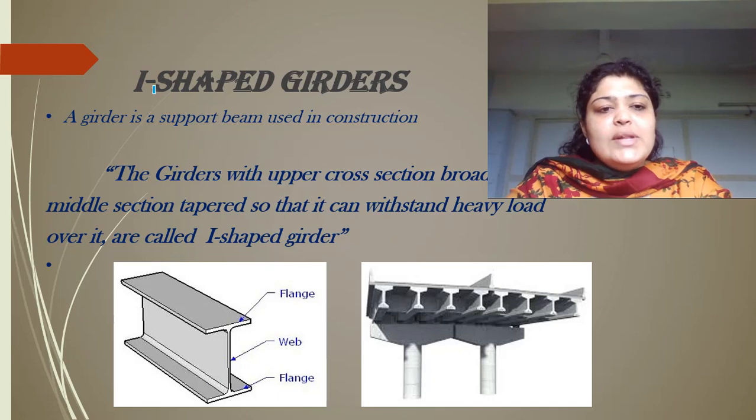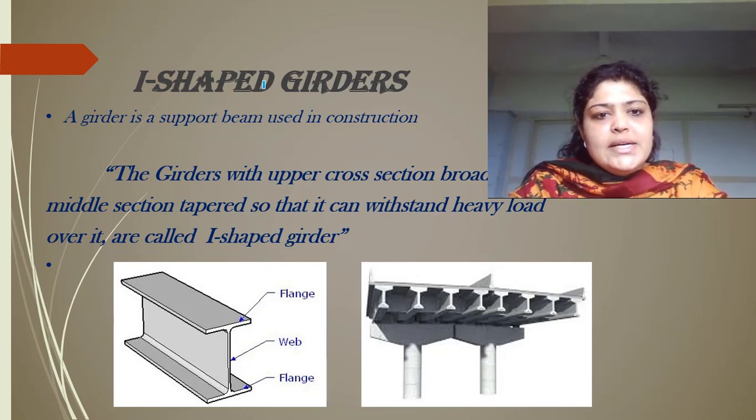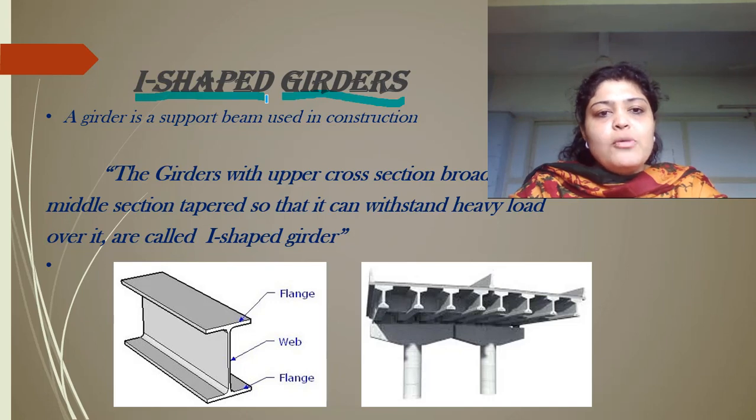Okay, so let us start with I-shaped girders first. What is a girder? A girder is nothing but a support beam. Any beam which is used as a support in construction is known as a girder. It is called I-shaped because the cross-section of the beam is in the form of the alphabet I. So it resembles the alphabet I.